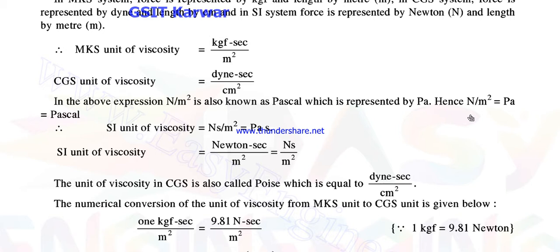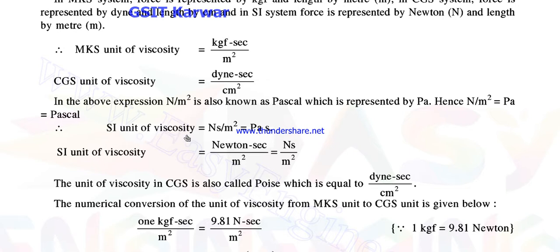Their data may be given in Pascal. There you should convert Pascal to the SI unit. Then you should know that 1 Pascal is equal to 1 Newton per meter square. You should remember this. It is very important.